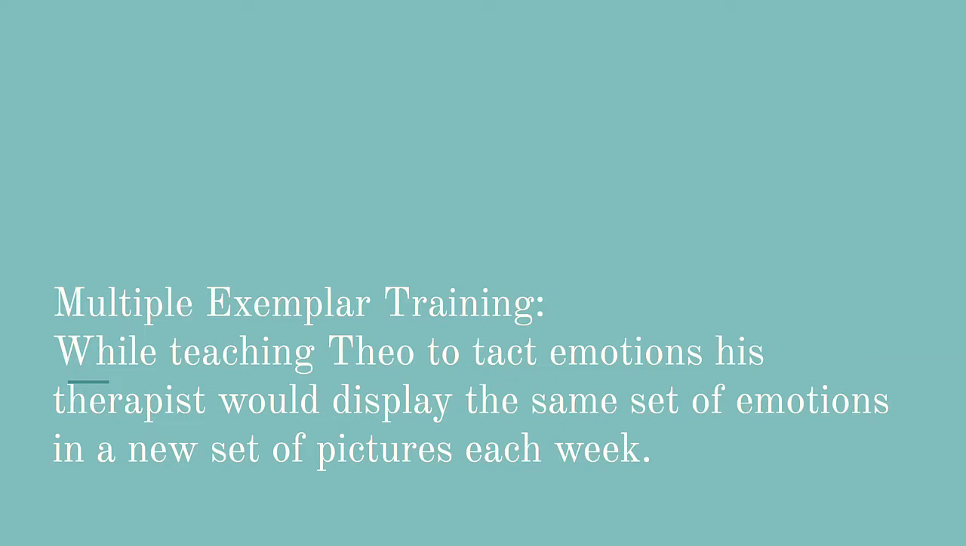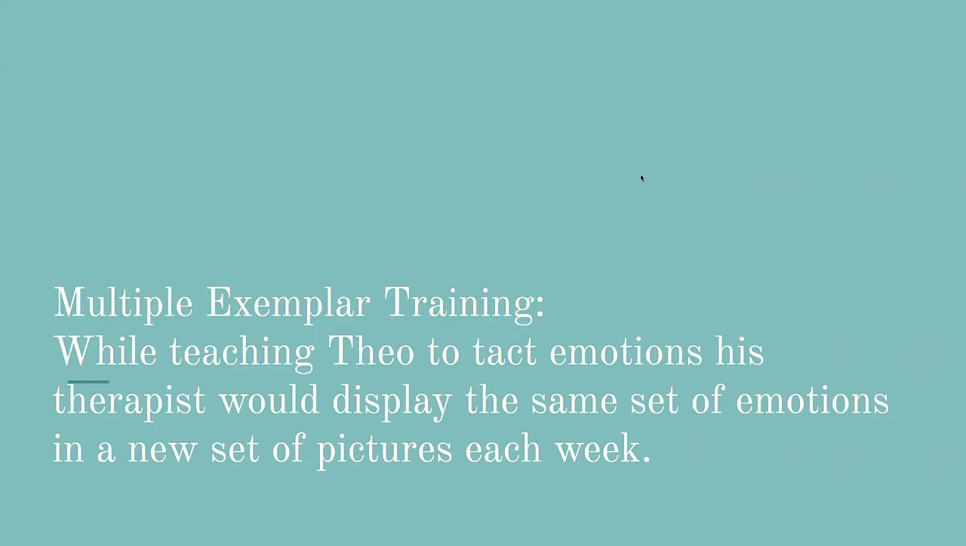While teaching Theo to tact emotions, his therapist would display the same set of emotions in a new set of pictures each week. So for example, say we had sad, happy, and mad, and we showed them on one set of children, and then we would find those same emotions and just use different children in the pictures, or different adults in the pictures, or animals, or emojis, or whatever the case is. You're changing out the stimulus there. So it's multiple exemplar training.